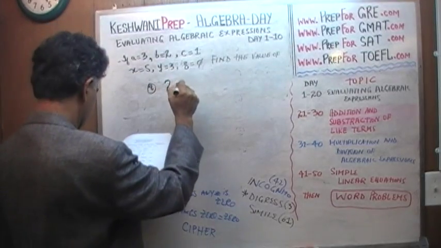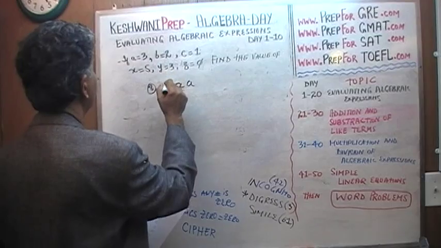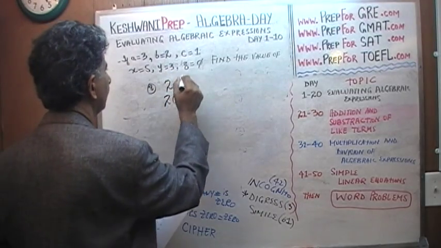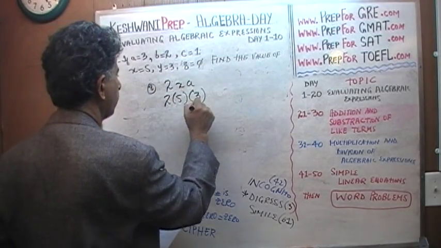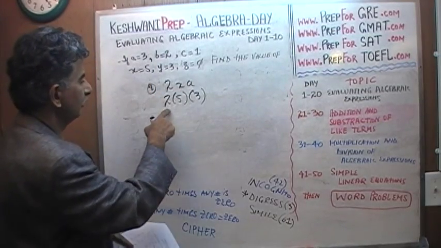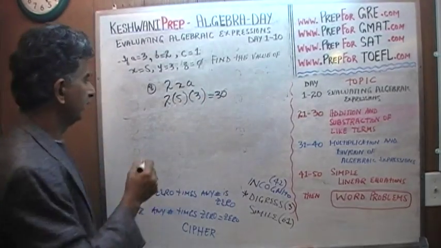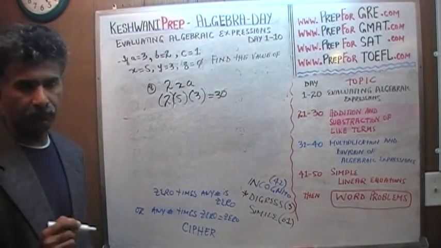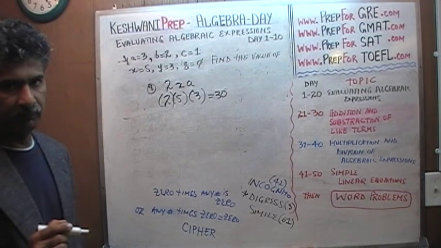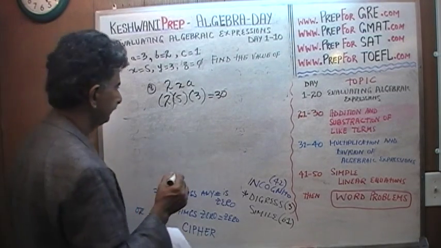2 times x times a. 2 times x times a. 2 times x, which is 5, times a, which is 3. 2 times 5 is 10. 10 times 3 is 30. Again, if I wanted, I could have put a parenthesis around the first number also. It makes no difference.